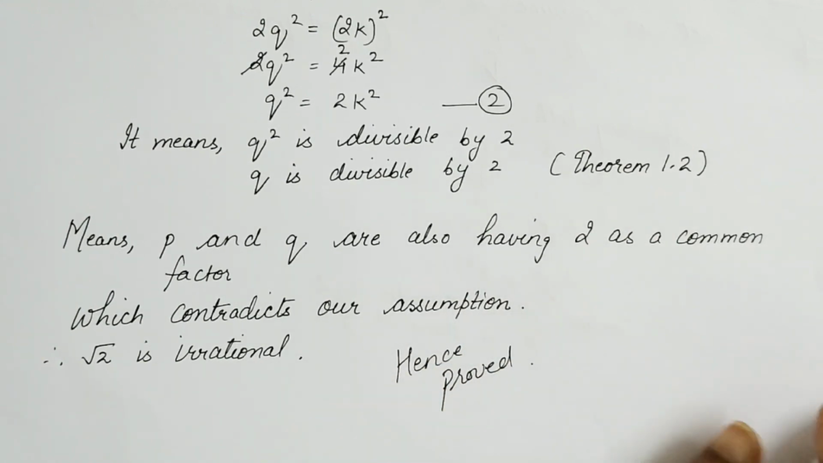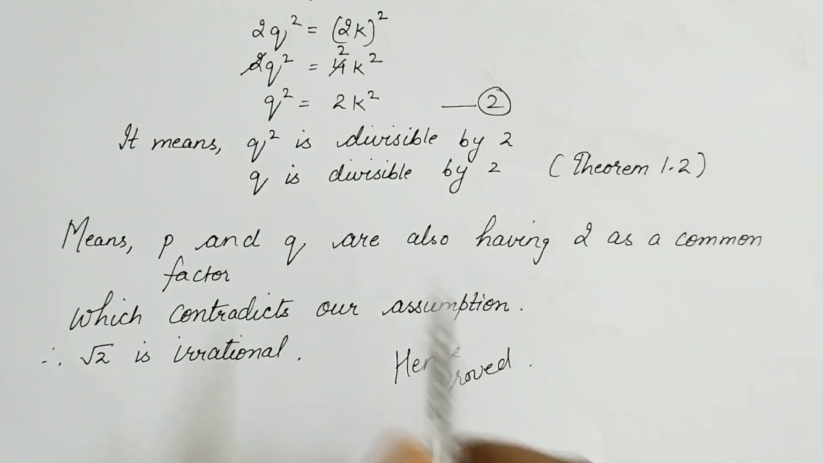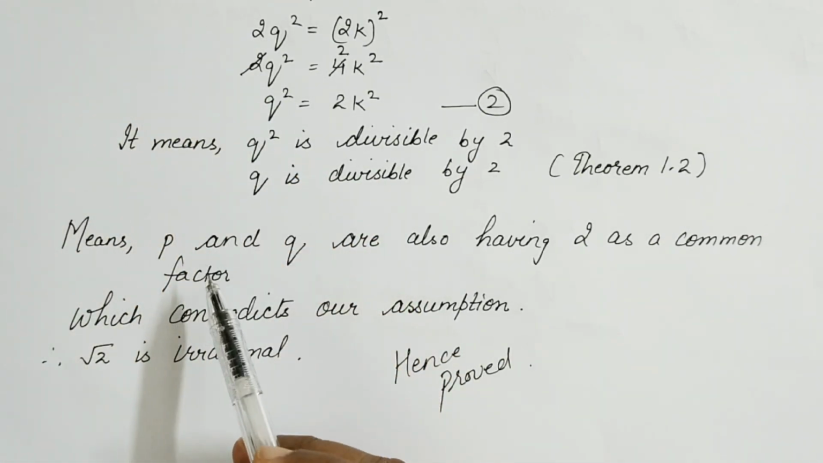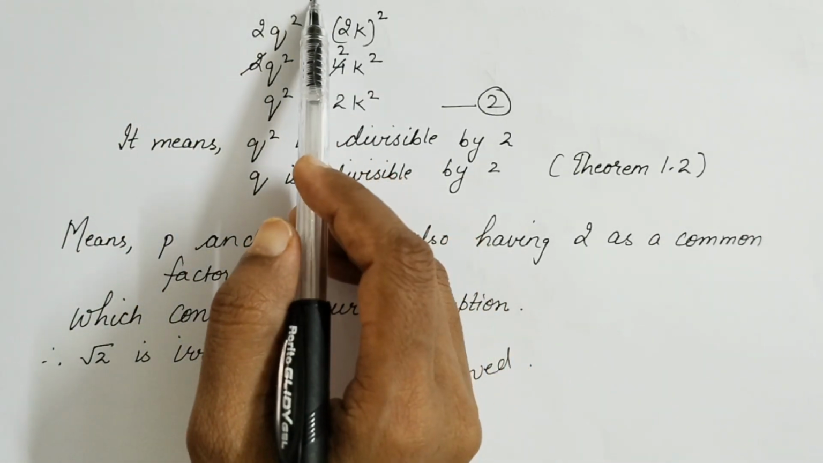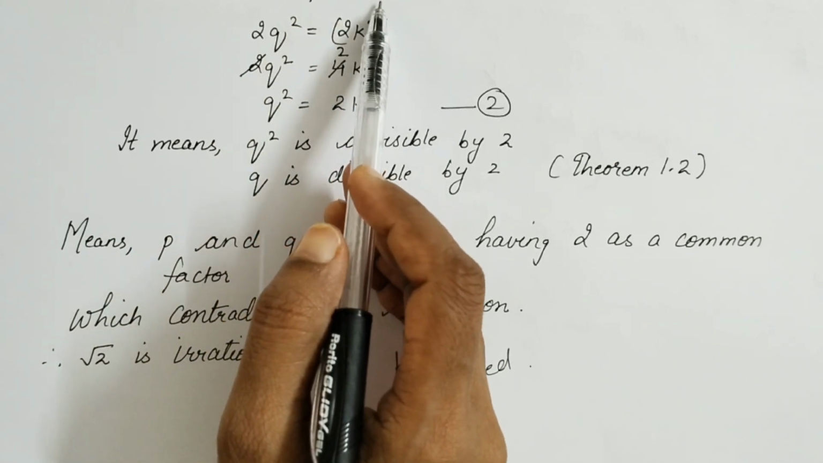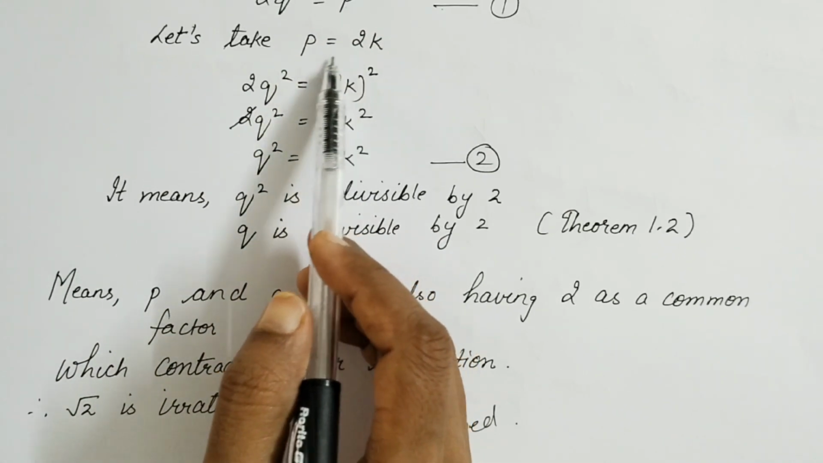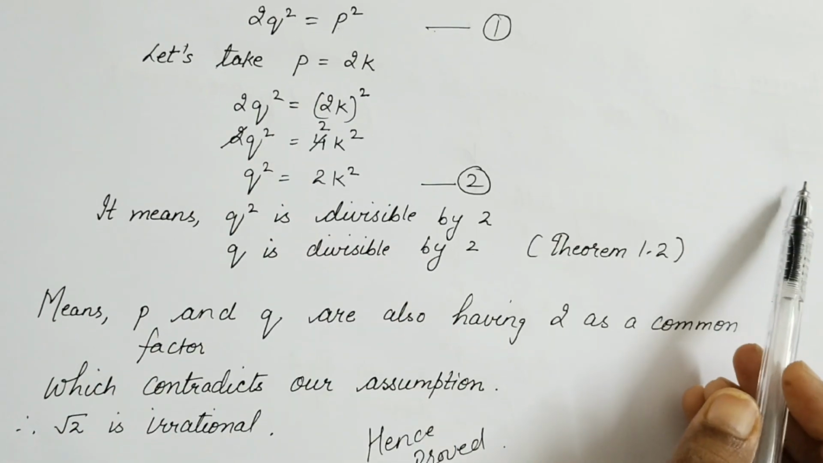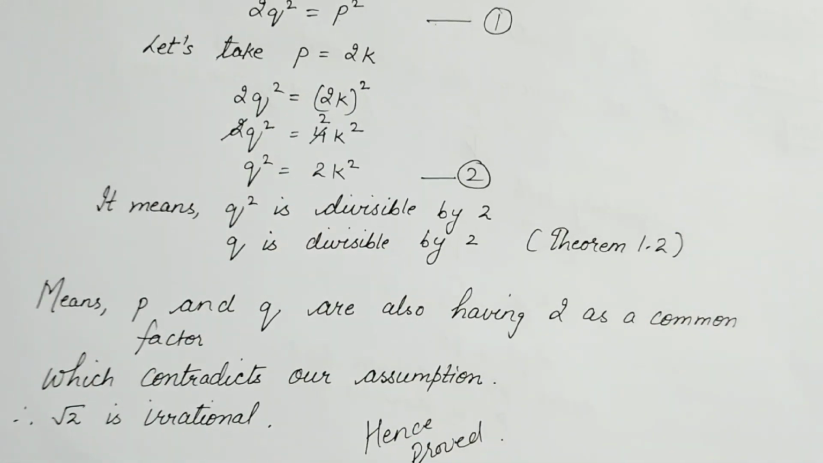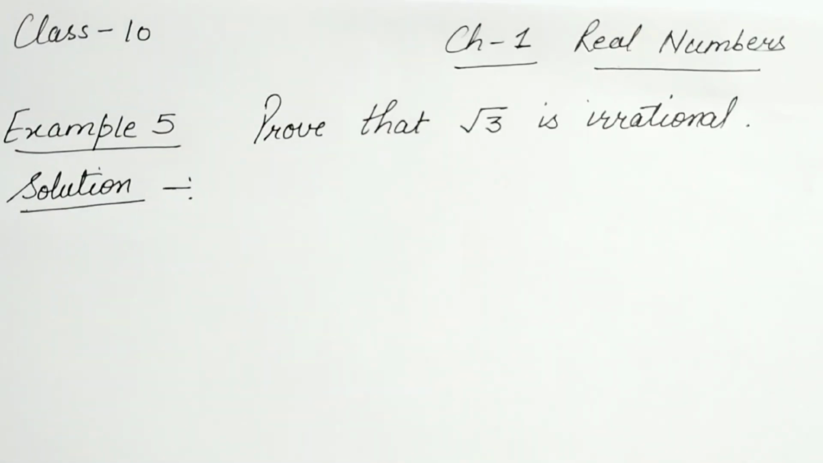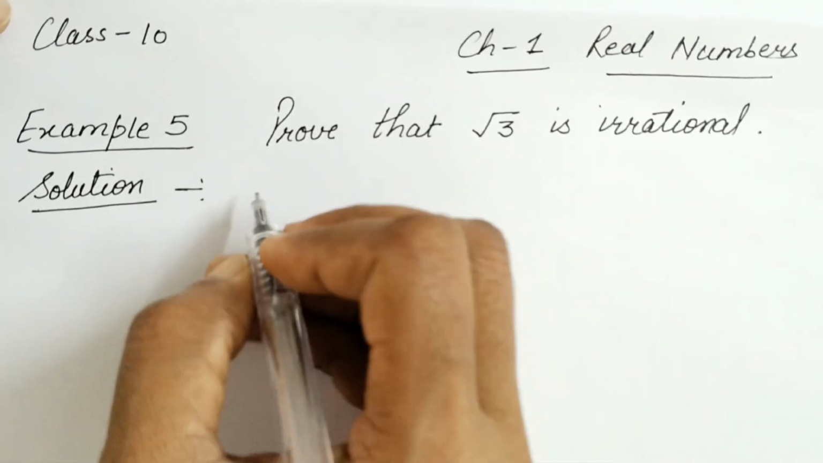When you will prove that root 3 is irrational, you are going to use all these steps, and here you are going to assume 3k. That's it. P is equal to 3k. Okay. I hope this is clear to you, everyone. Now we are going to do example number 5. Prove that root 3 is irrational. So again we are assuming that.